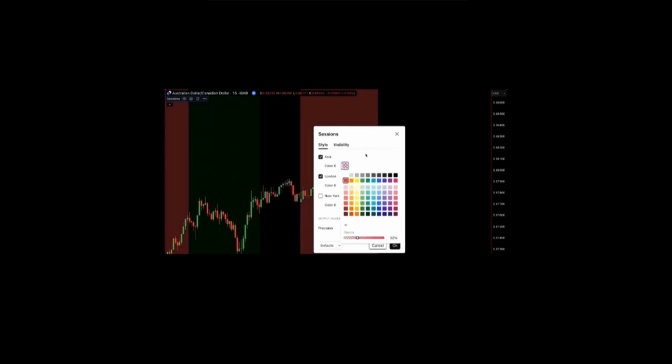Hover over the indicator name at the top of your chart and click the settings icon. Then open the Style tab. Here are the settings I recommend. Uncheck the New York session to remove unnecessary shading. Set the Asian session color to red. Set the London session color to green. Now your chart is clean and easy to read.